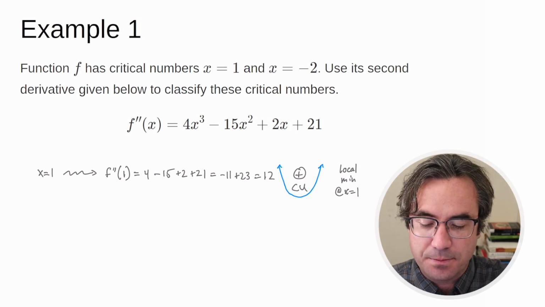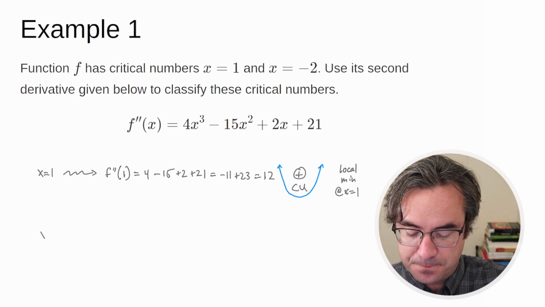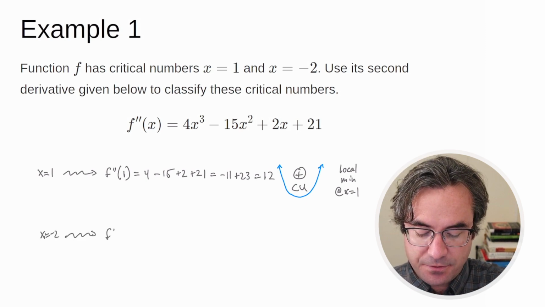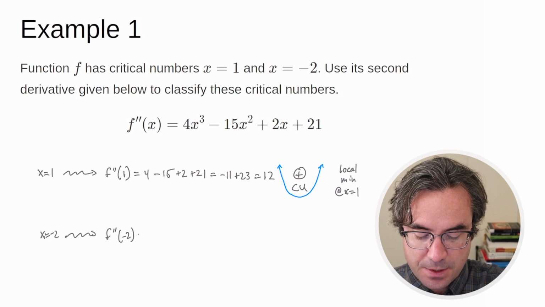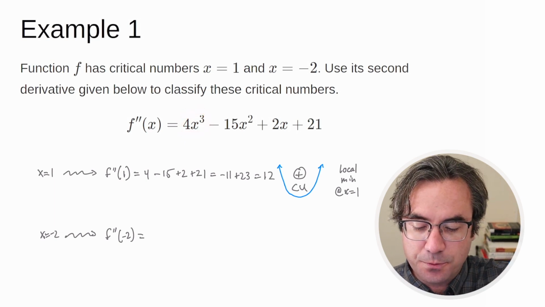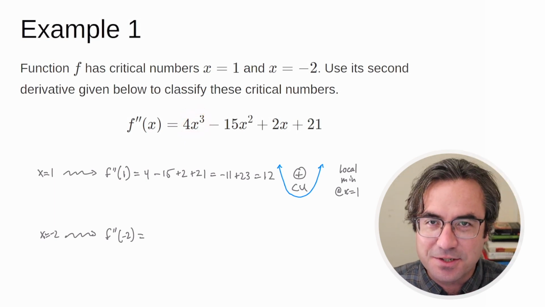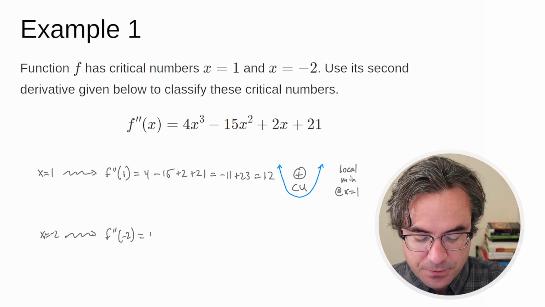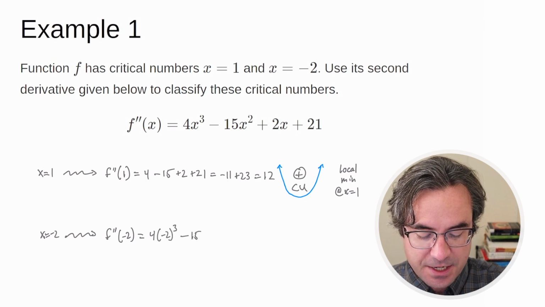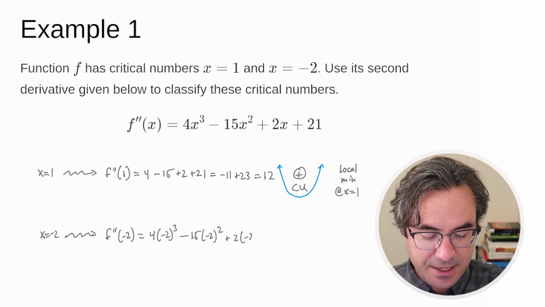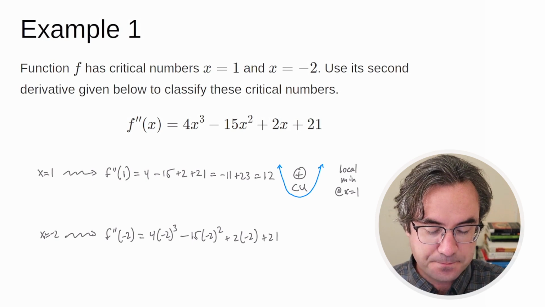Well, now let's try the other one. So we've got x equals -2, and we're going to plug that into our second derivative. So what do we get? Well, we get 4 times -2 cubed. With negatives, it doesn't hurt to actually show a little bit more of the arithmetic here. So we get 4 times -2 cubed minus 15 times -2 squared plus 2 times -2 plus 21.